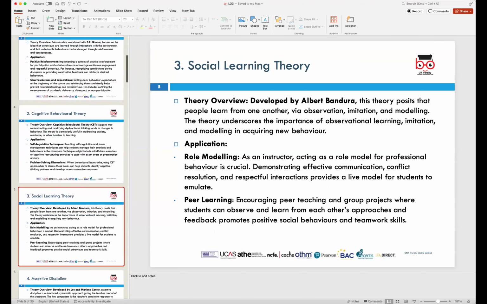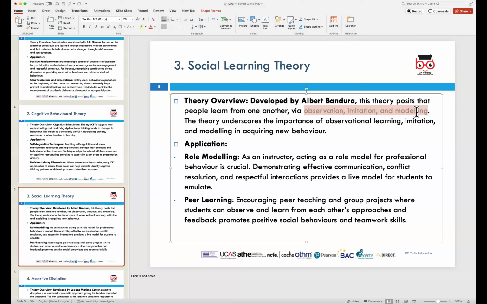Then we look at the third theory, which is Albert Bandura's theory. When we look at the way Bandura viewed teaching and learning, he said that the process of learning is a social process. He based his work on what is called social learning theory, which is related to the personality of the person. He proposed that people learn from one another via observations, via imitation, and via modeling. This is the main crux of his theory.